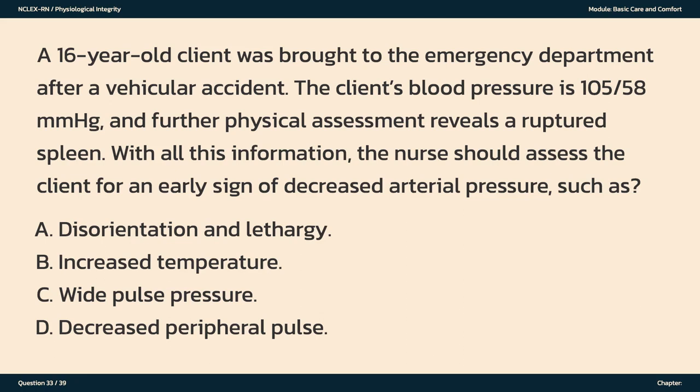A 16-year-old client was brought to the emergency department after a vehicular accident. The client's blood pressure is 105/58 millimeters of mercury, and further physical assessment reveals a ruptured spleen. With all this information, the nurse should assess the client for an early sign of decreased arterial pressure, such as A. Disorientation and lethargy, B. Increased temperature, C. Wide pulse pressure, D. Decreased peripheral pulse.